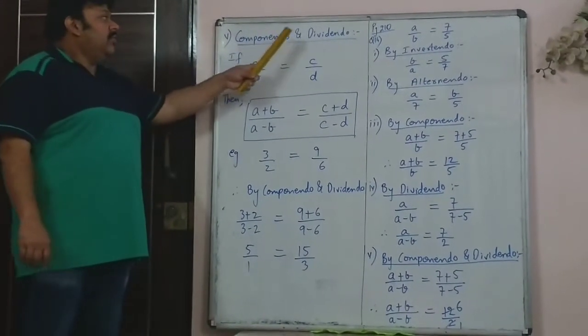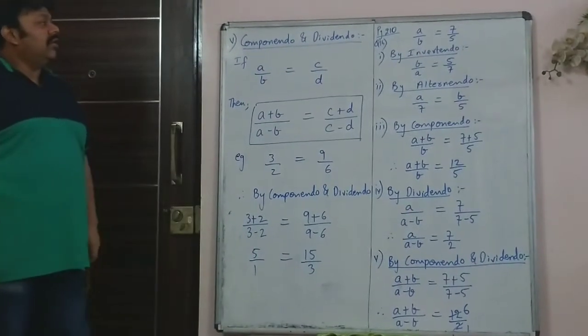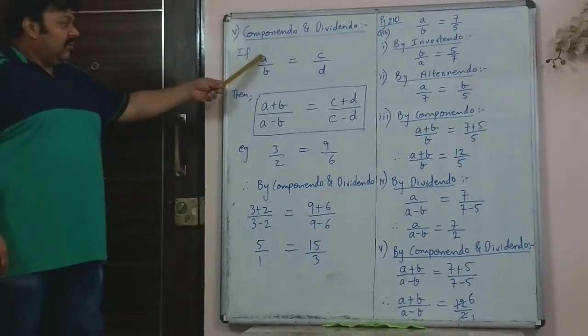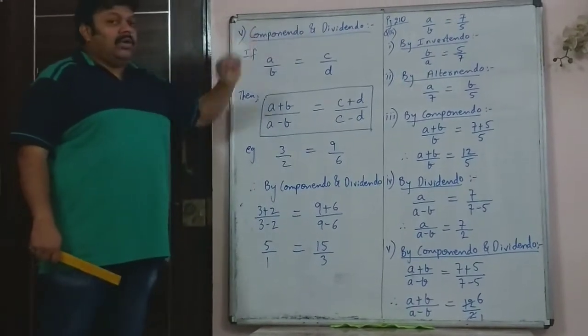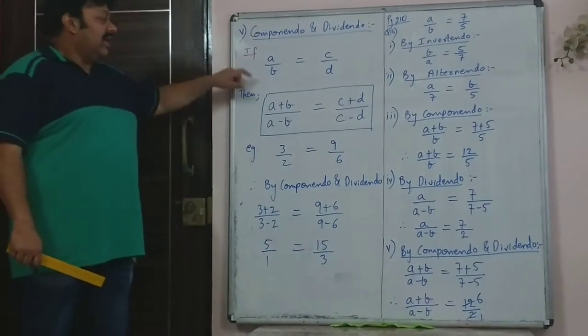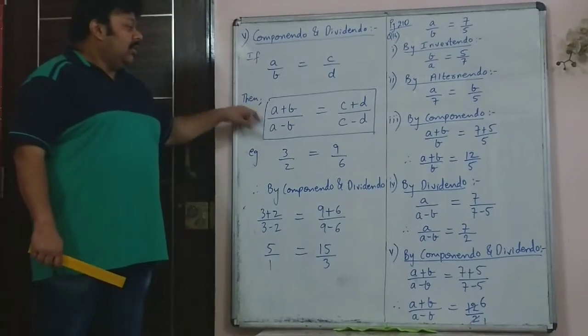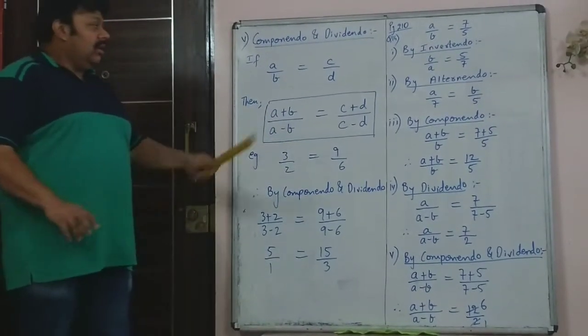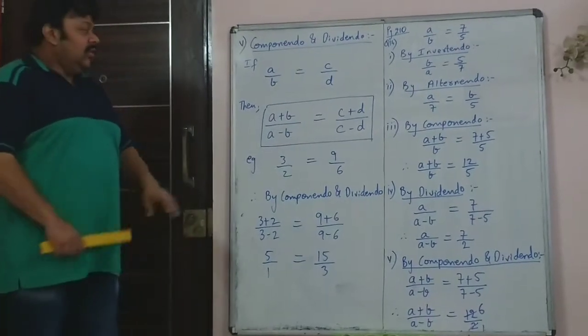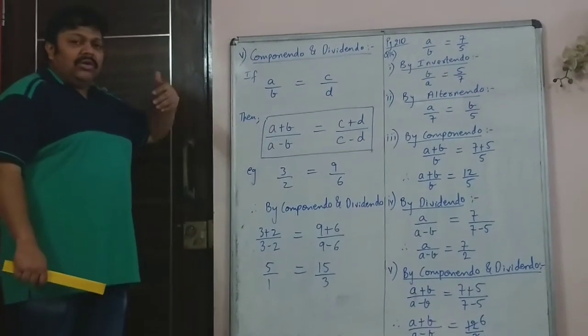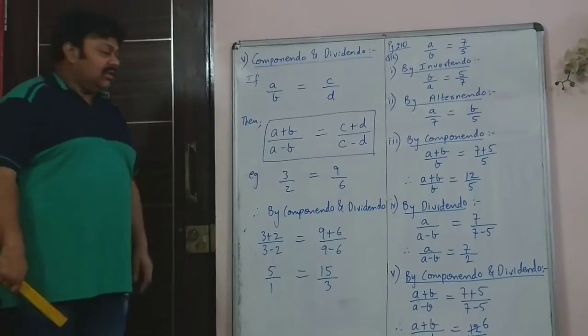So now, if you are using componendo and dividendo together, if you are given A upon B is C upon D, then by using componendo and dividendo together, it becomes A plus B upon A minus B equal to C plus D upon C minus D. This is exactly what is normally used in most of the sums in our exams.